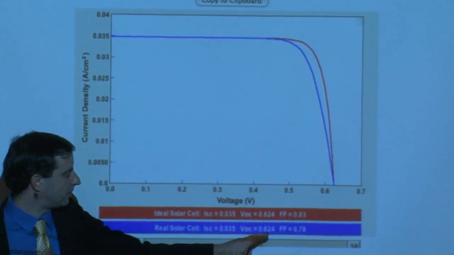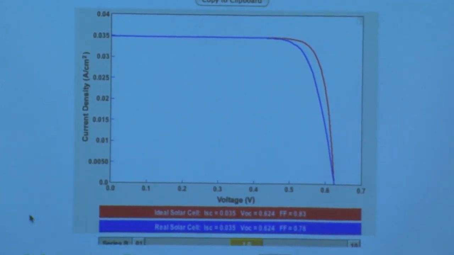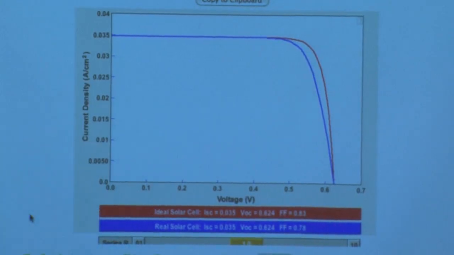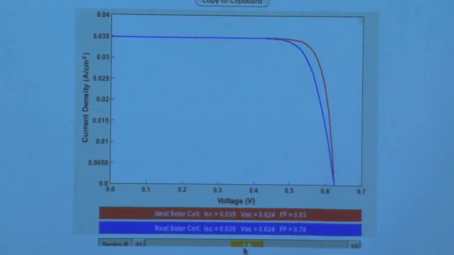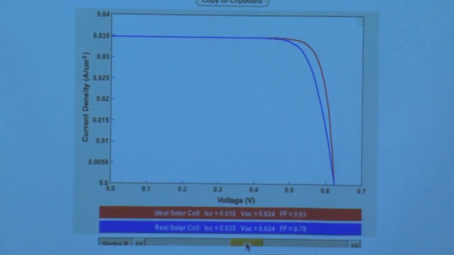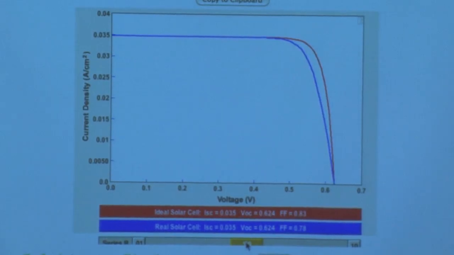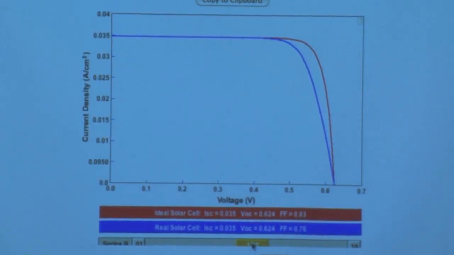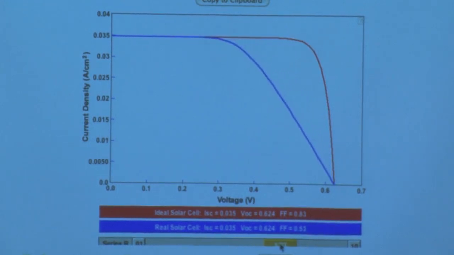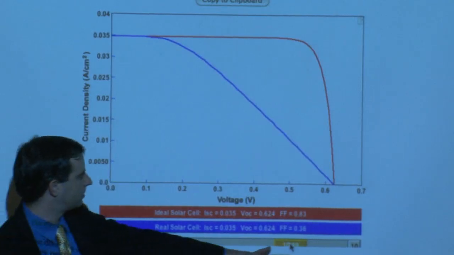The real solar cell now, with 1 ohm series resistance, the fill factor has dropped by 5% absolute, down to 78%. And now I'm going to increase the series resistance. What would you expect to happen to that curve? Flattens, right? The fill factor drops. So let me start increasing the series resistance by manually dragging this forward. So now we're at around 2, 3, 4, 5, 7, 8, 9, 10. So now we're at 10 ohms series resistance.